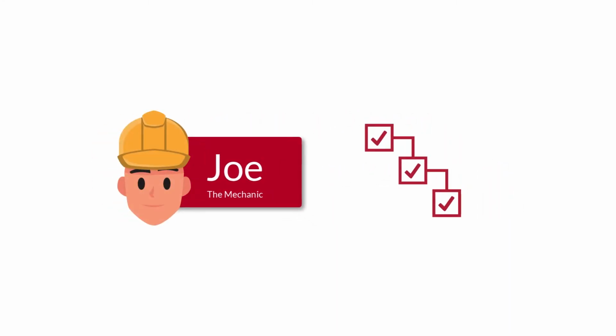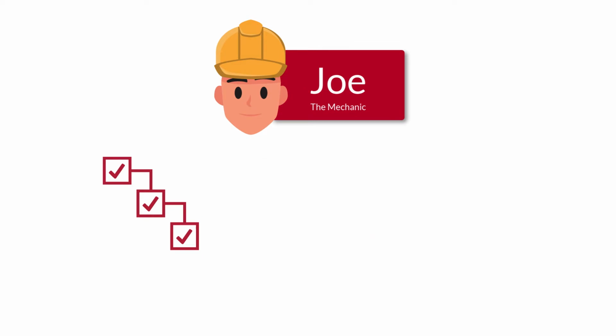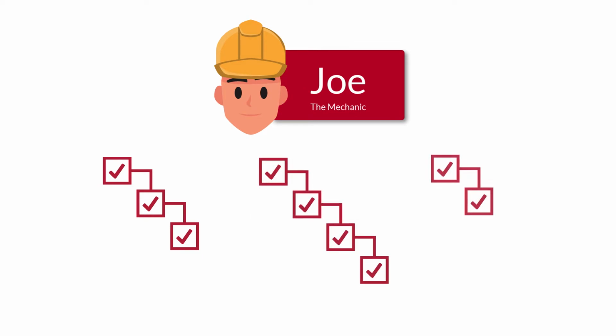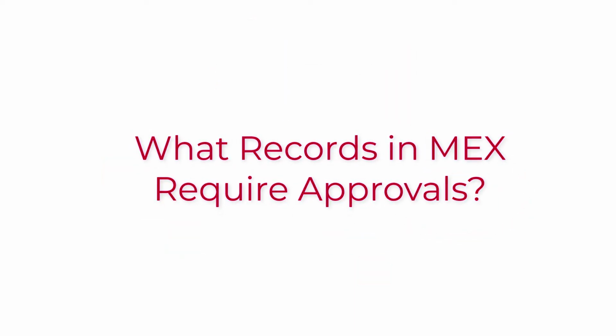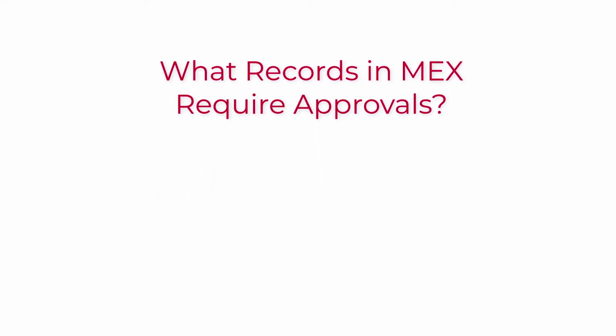In the past, a user was limited to one path only. With the introduction of approval paths, multiple paths can now be set up for a user, allowing for different paths to be defined and called upon when the need arises. Let's begin by looking at what records in MEX require approvals.